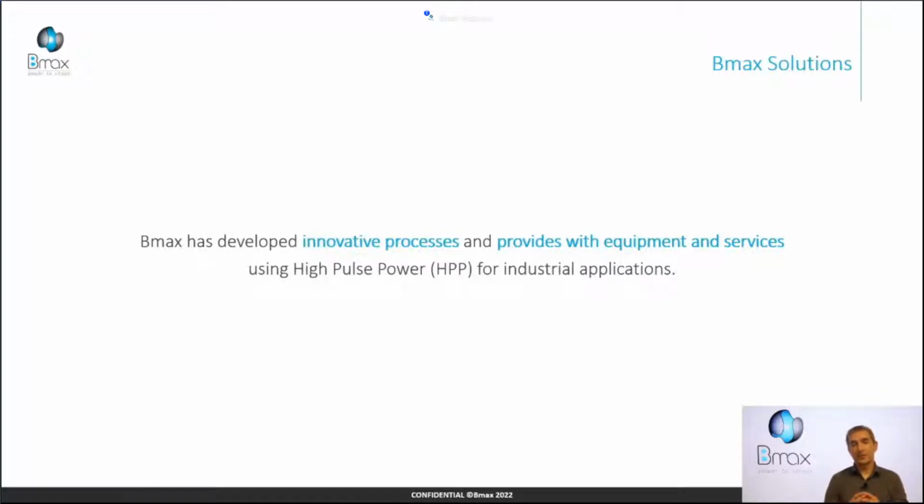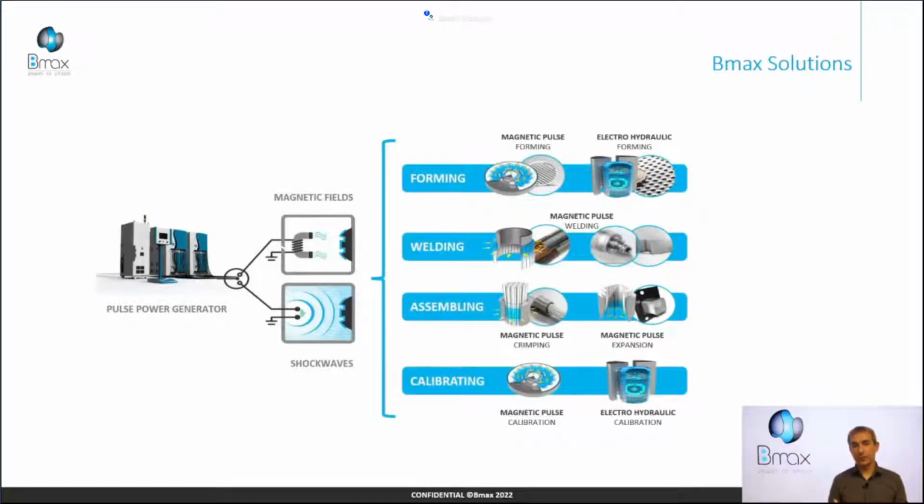Bmax has developed innovative processes and provides equipment and service using high pulse power, HPP, for industrial applications. Basically, the product of Bmax is a pulse power generator. It can be plugged on several devices to generate dynamic mechanical loading for manufacturing applications like forming, welding, assembling, and calibrating. For forming application, for example, we develop a specific system to form unipolar plate.